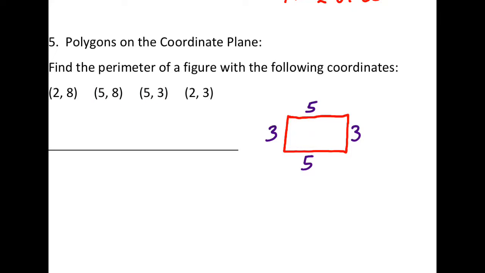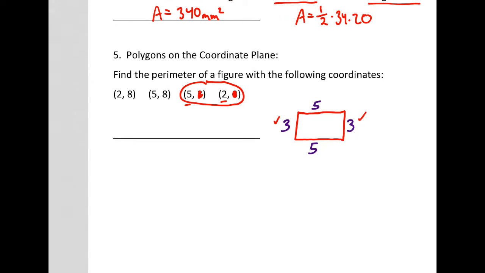So the next thing I do is the same thing with the third and the fourth point. So ignore the ones that are the same. So ignore the 3s. Subtract the ones that are different. So 5 minus 2 is 3. All right, so those sides are both 3. Now, the last thing I'm going to test just to make sure it's a rectangle is the last point with the first point. So ignore the ones that are the same. The 2s are the same. And subtract the ones that are different. 8 minus 3 is 5. So guess what? They're both 5. So it is a rectangle.